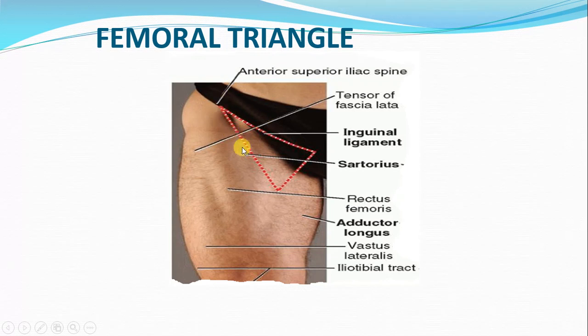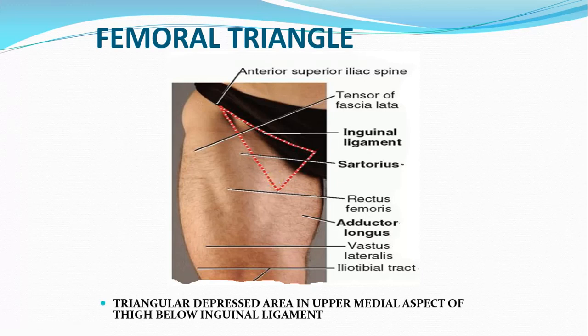So we can locate the triangle on our own body by seeing this. This area is the femoral triangle.